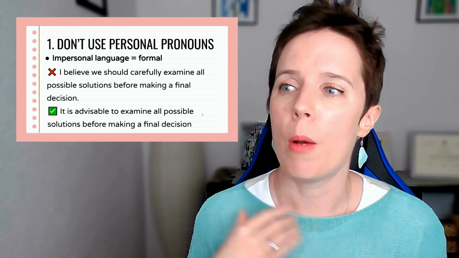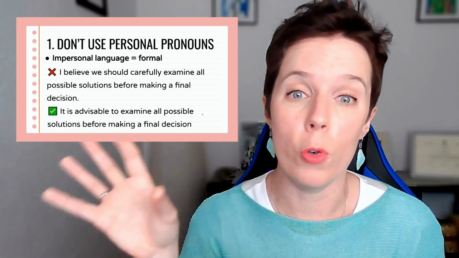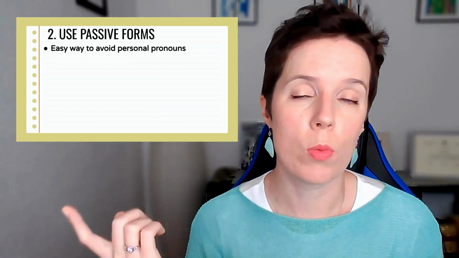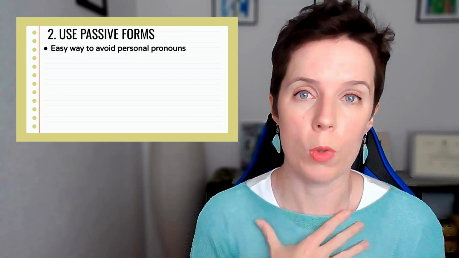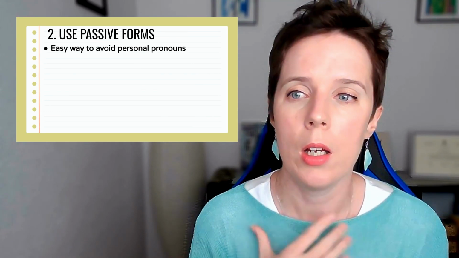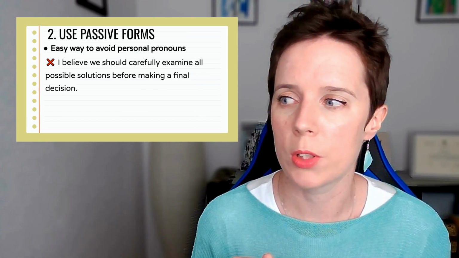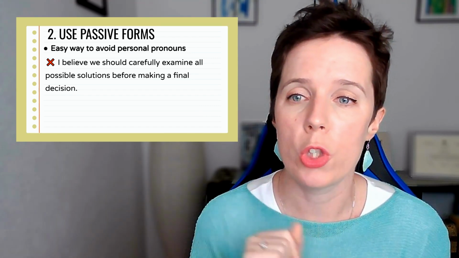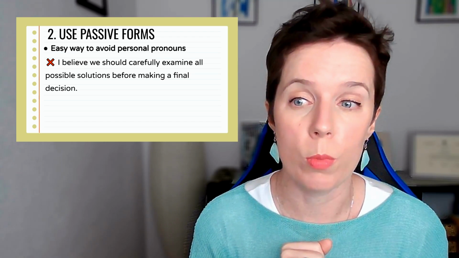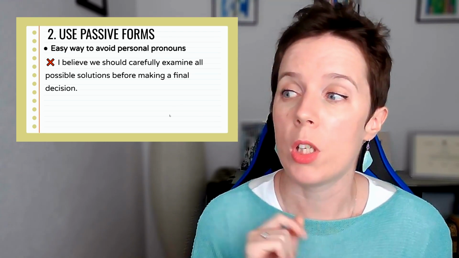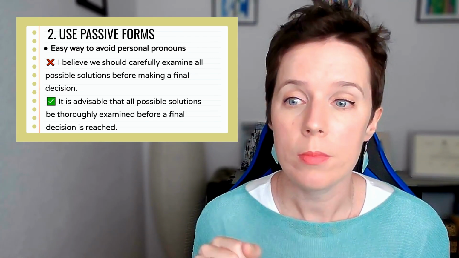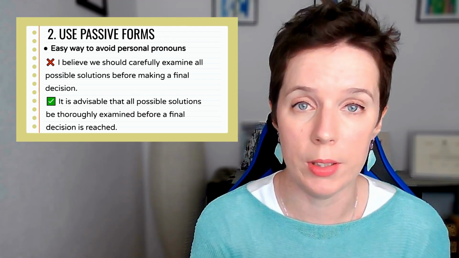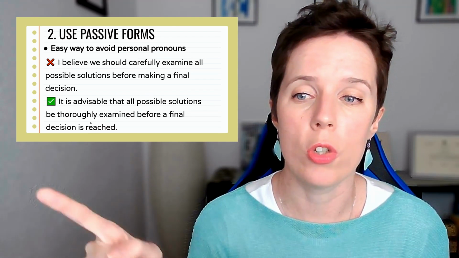Another easy way to avoid using personal pronouns is to use passive form instead, because this way you don't have to include the subject, who is normally I or we or something like that. So again, we'll take the same sentence that we just looked at. "I believe we should carefully examine all possible solutions before making a final decision." We can change that to passive form. "It is advisable that all possible solutions be thoroughly examined before a final decision is reached."